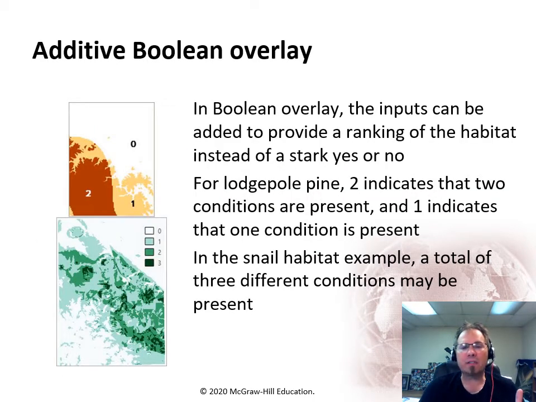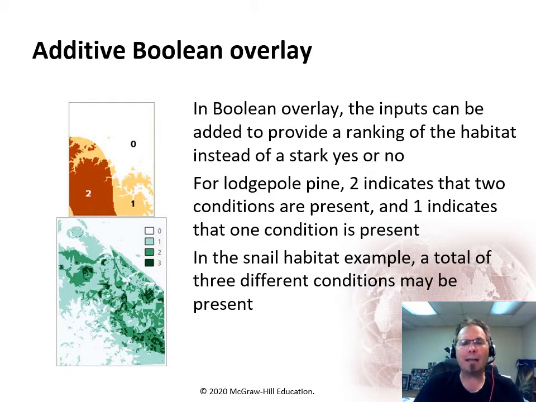Now, let's say, for example, we don't want to be so restrictive. What we can also do is we can use the additive Boolean overlay. And that's as simple as changing the multiplication signs in your map algebra tool to plus signs. That's all there is to this. The inputs remain the same.